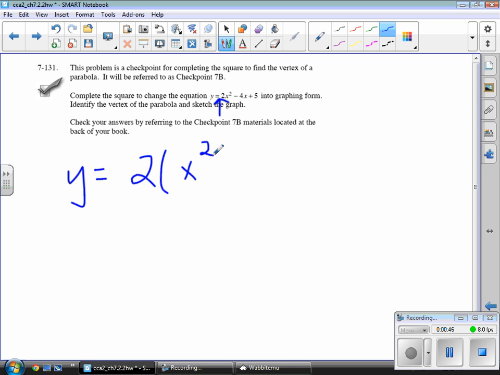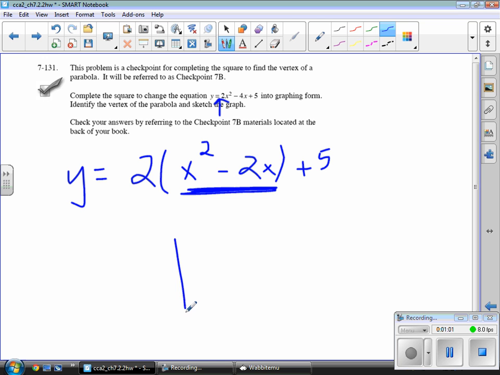So I'm factoring out a 2 from just the first two terms because that's where it works. If I factor it out from the 5, I'm going to be left with a fraction. And if at all possible, I want to avoid fractions, but you may get fractions. So I'm going to complete the square with just this part.